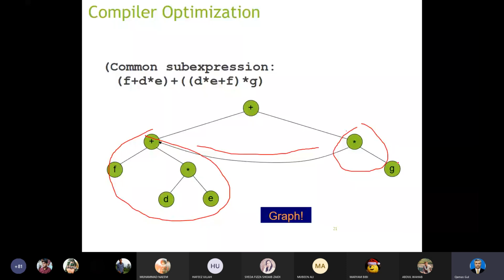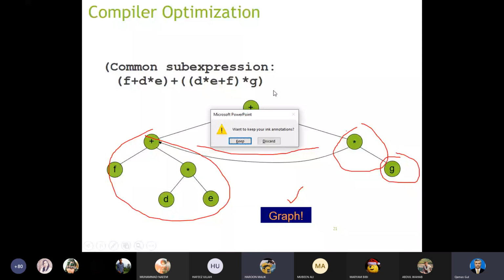So this kind of tree is not a binary tree, it is not a binary search tree. It is called a graph, because you have multiple paths in this, and this kind of diagram is called a graph. Clear? Any question? G, is it clear to you? Yes, sir.